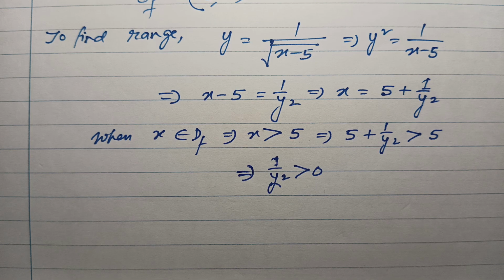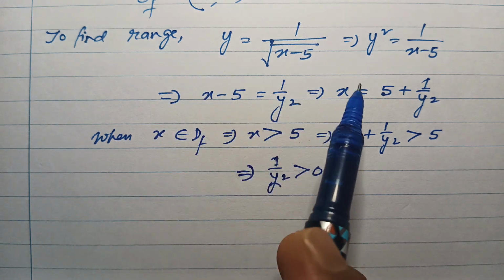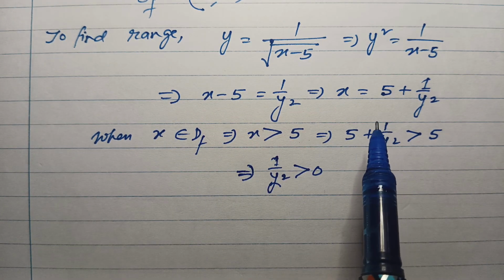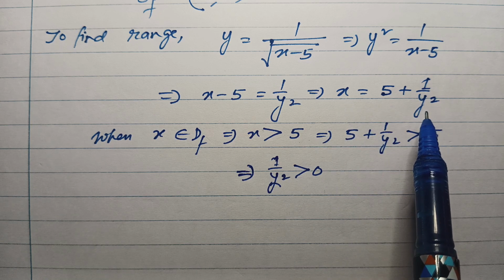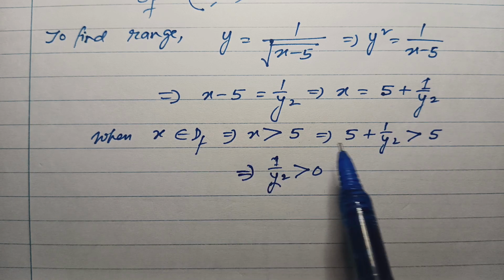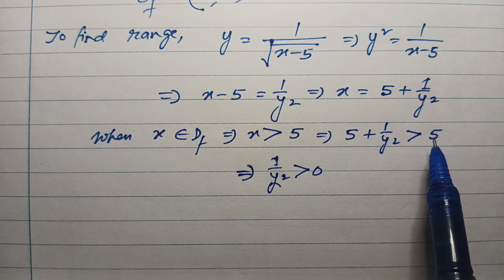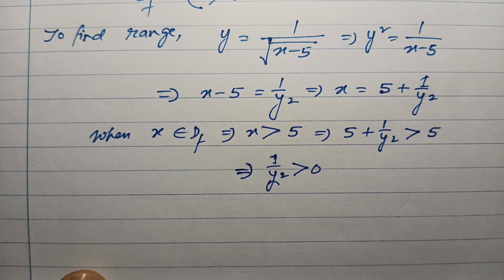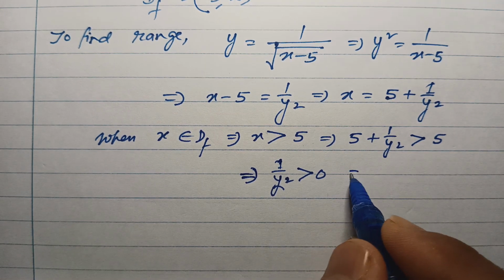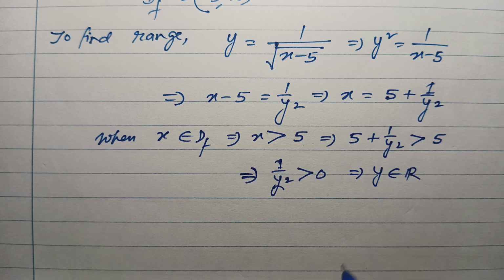To find the range we have introduced the new variable y, and like in the previous case only we have reached the point where x is equal to 5 plus 1 by y square. When x belongs to the domain, 5 plus 1 by y square is greater than 5, that means 1 by y square is greater than 0, and this is always true for all real numbers. This implies y belongs to R.